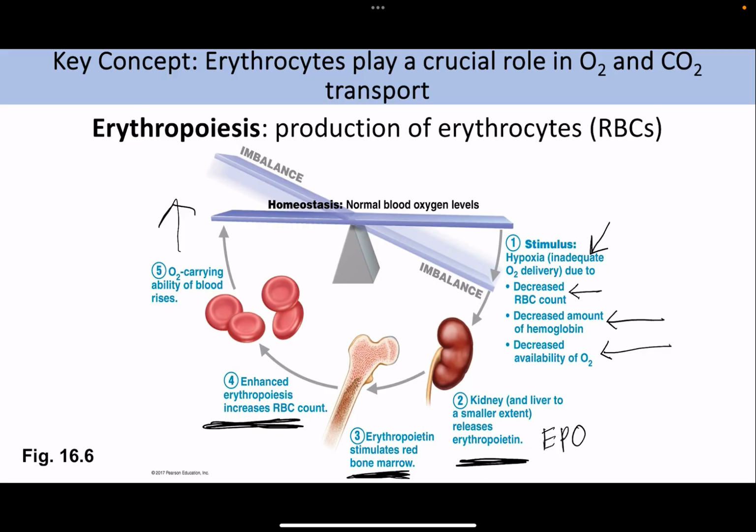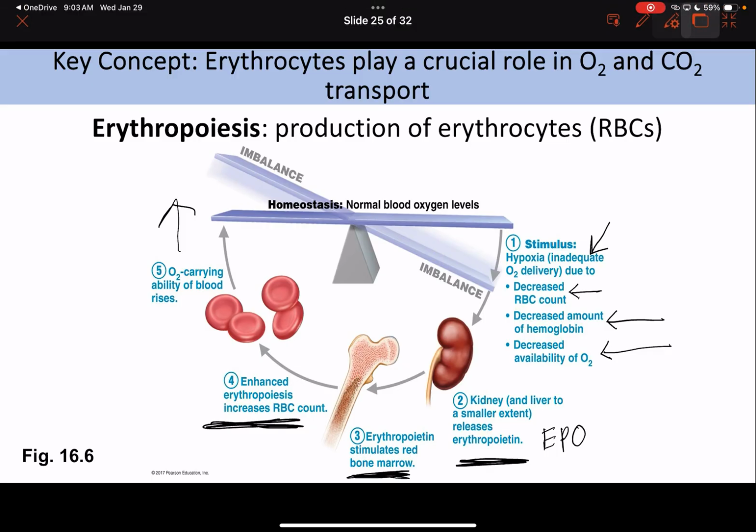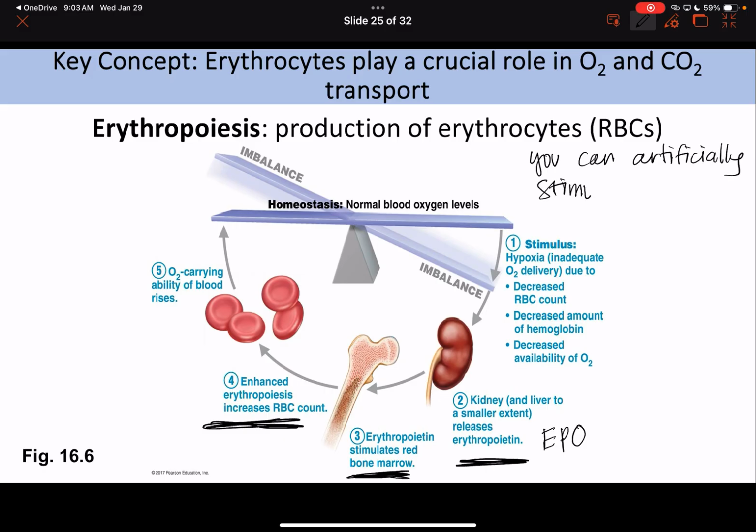And remember, testosterone, again, there's a little note in your lecture notes, testosterone triggers more EPO production, which triggers more red blood cell production, which again is why males have thicker blood and larger hearts. You can actually artificially stimulate this process. And you do that through synthetic EPO.